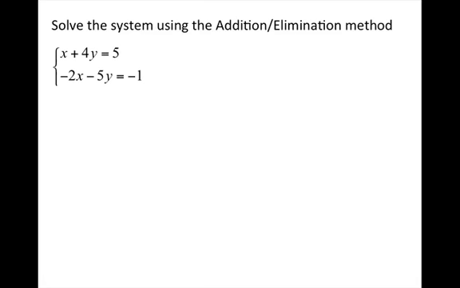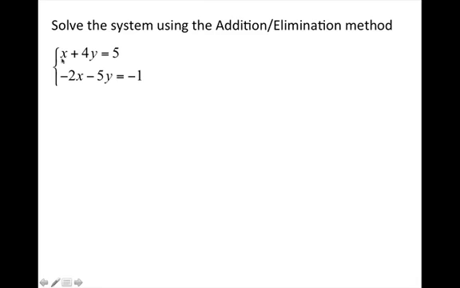So let's look at some examples using the addition-elimination method. I have x plus 4y equals 5 and negative 2x minus 5y equals negative 1. I want to look at my x's and look at my y's. I don't automatically have opposites this time like I did before. So just consider the coefficients. With my x's, I have a 1 and a negative 2. And with my y's, I have a 4 and a negative 5.